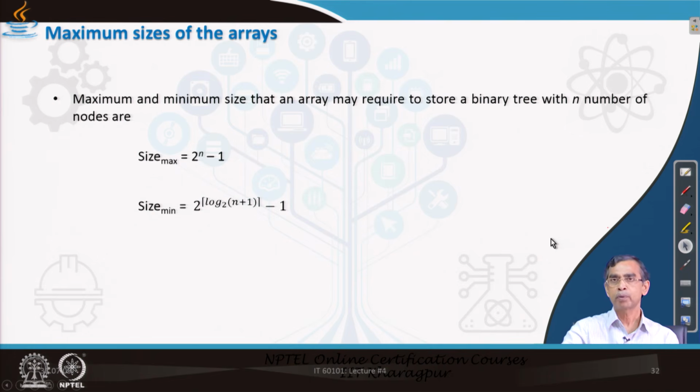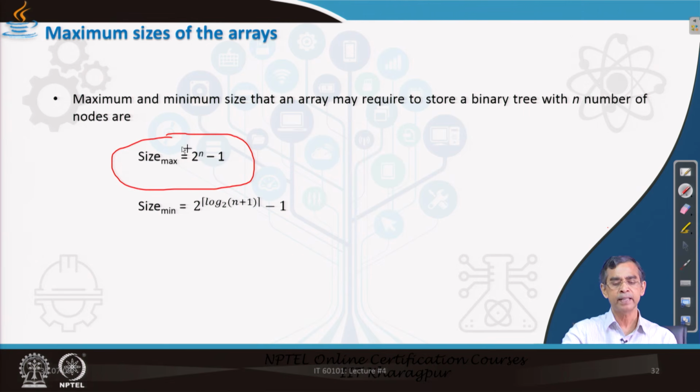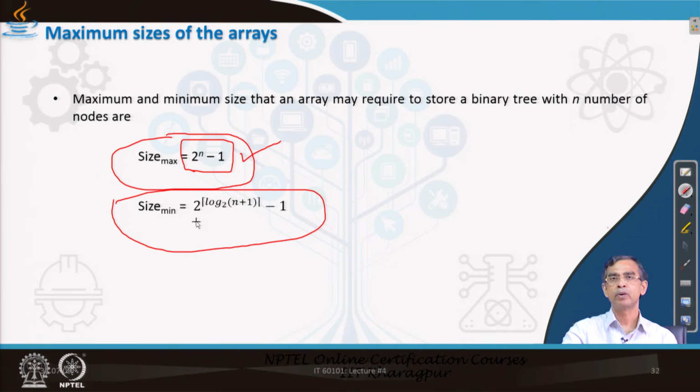Now, here are two more very interesting properties. They say what size of array is required to store a binary tree. The maximum size required is 2 to the power n minus 1, and this is the case when the binary tree is skewed. On the other hand, the minimum size is required when the binary tree is complete, and it is 2 to the power height minus 1, that is, log n plus 1.